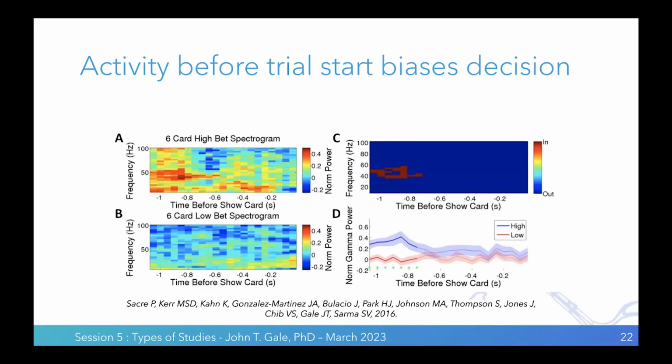If you're on an unlucky streak, the patients were more likely to bet low on a 6 card. So what this showed is when the patients are on a lucky streak, you're more likely to bet high, and that the OFC encodes what was called gamma band activity prior to even the start of the trial.